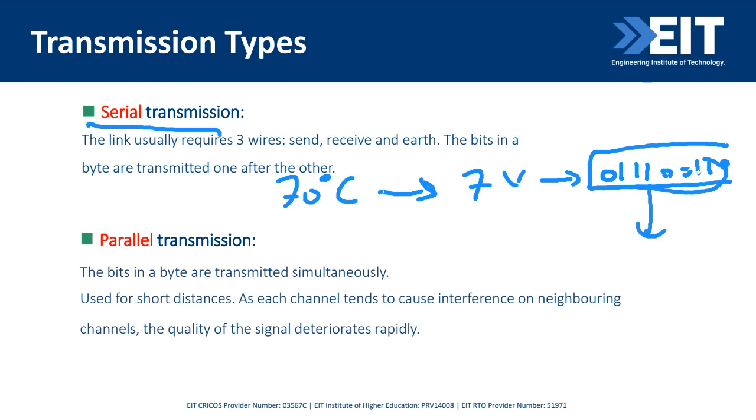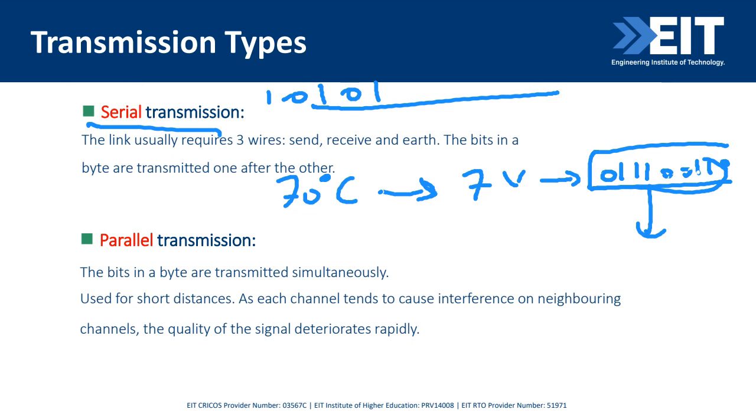Serial transmission is when we transmit those bits one after the other. So you have a wire, and on this wire we'll be transmitting one, and after that a zero, after that a one, after that a zero. So if I'm transmitting one byte composed of 8 bits, I would need to transmit them at 8 different steps. Okay? So this is how we transmit in serial transmission.